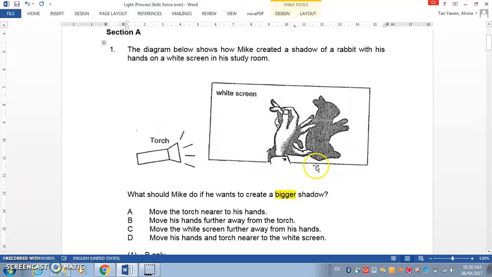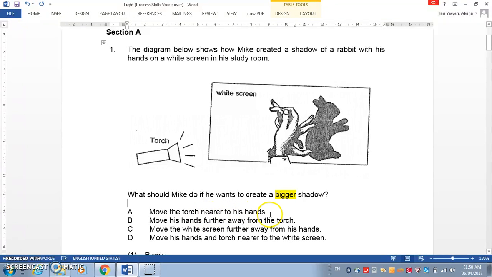So what happens is, in order to make his shadow bigger, there are two ways Mike can do that. And as we have learned before, one way is to bring his hands closer to the torch, or the torch closer to his hands. And at the same time, if he's moving his hands closer to the torch, what's actually happening is the distance between Mike's hand and the white screen at the back is going to increase. So the other option of making the shadow bigger will be to move Mike's hand further away from the white screen. So let's look at the options given to us.